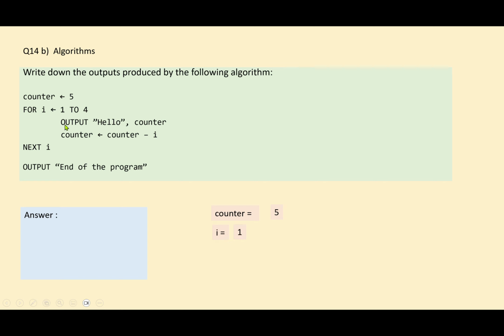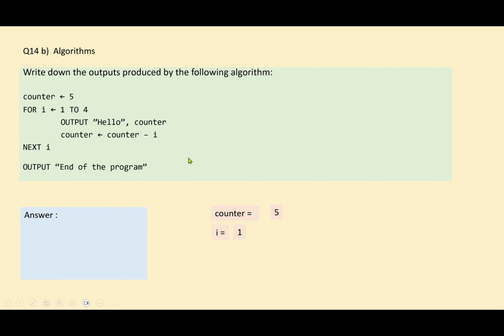Now we're inside the loop, so we're going to output hello, and notice there's a comma here. That means that we're separating more than one thing that we need to output. And we've got the word counter. Now, if that was written in quote marks, just like hello, then we'd output the word counter. Because it's not, we need to look through all of the variables that we've got in our program, see if we can find one called counter, see if it's got a value, and then output that value.